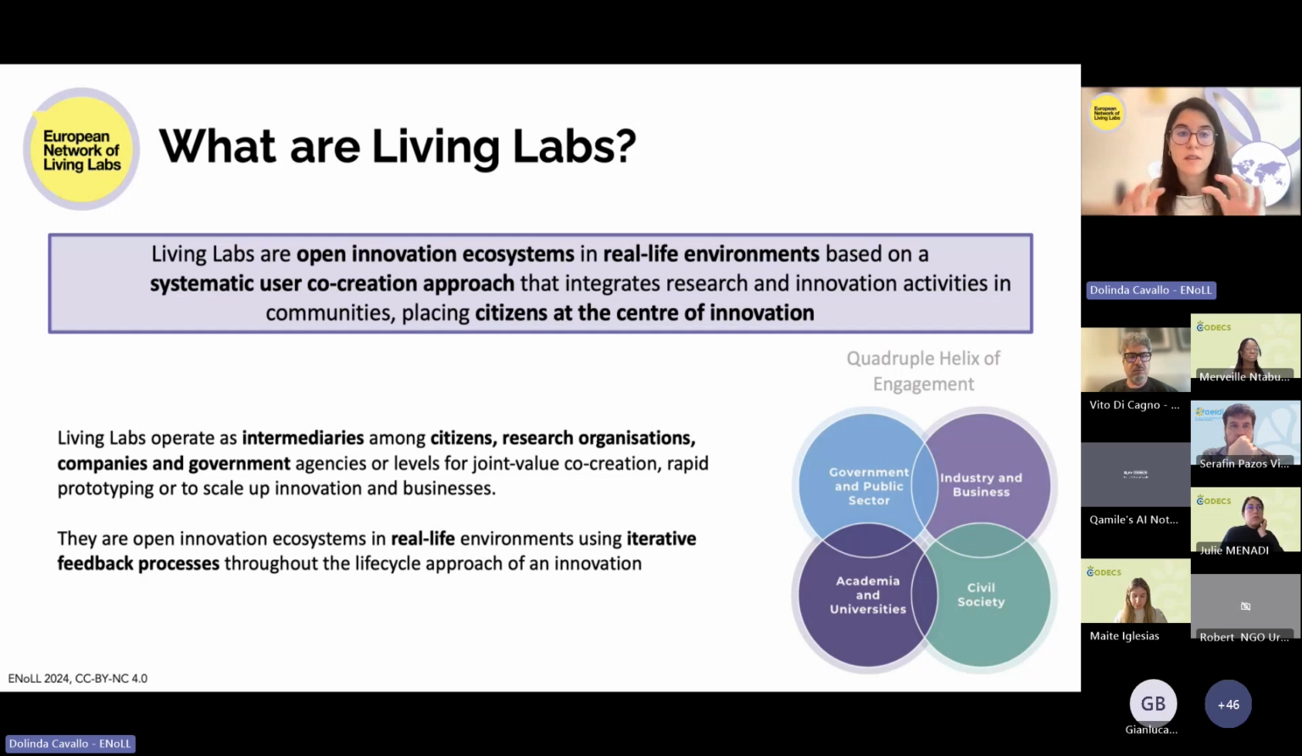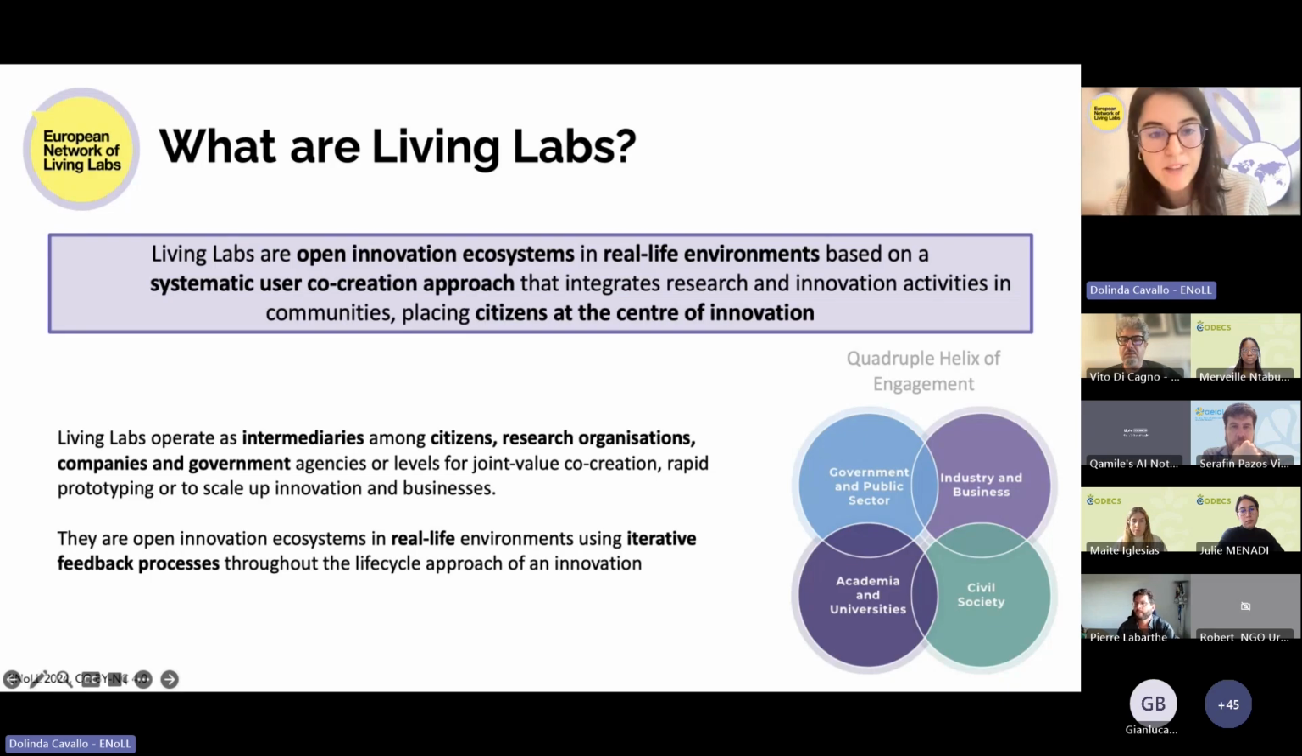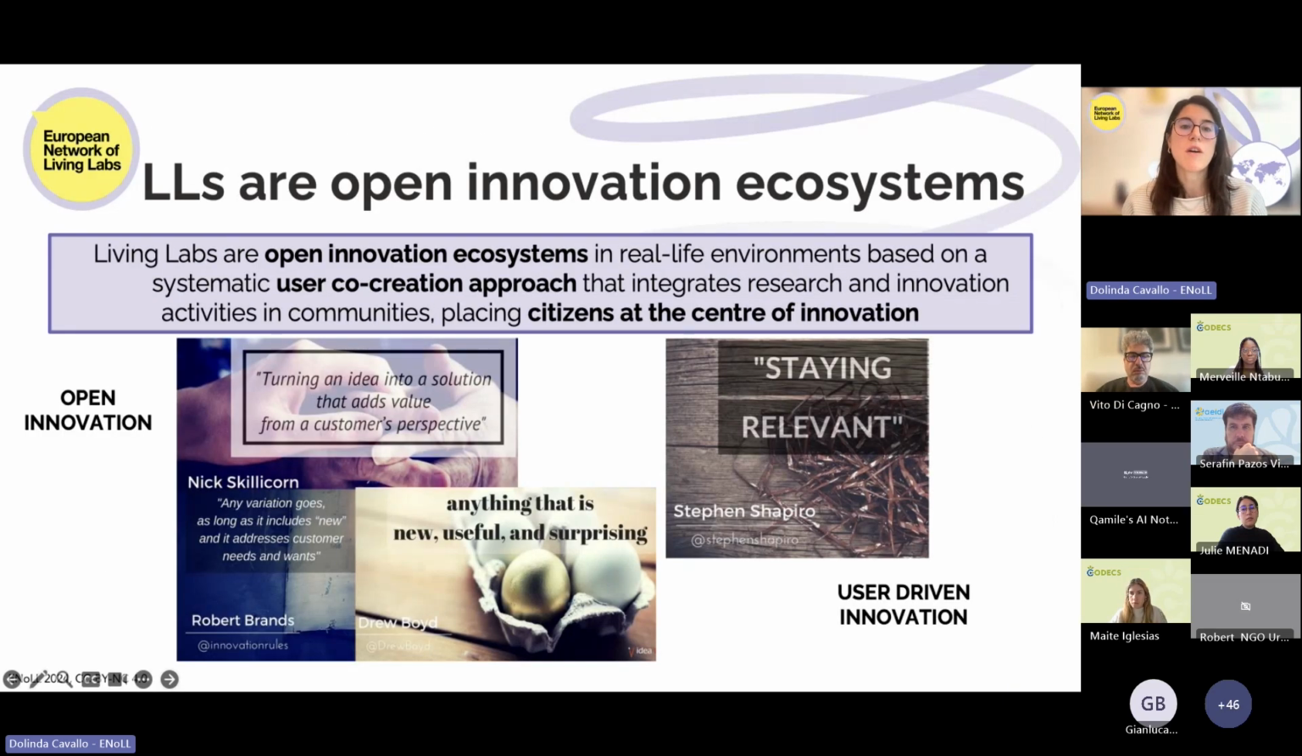So in a living lab, it is important that all the actors of the quadruple helix are actively involved: from the government or public sector, the industry or business, the civil society, and academia and university. So let's better understand what this definition means. We talk about open innovation ecosystems. It means that innovation doesn't have to be carried out only among a specific group of researchers or stakeholders, but it has to involve all the stakeholders of the quadruple helix. And it has to be user-driven innovation. So users have to be at the center of the innovation.